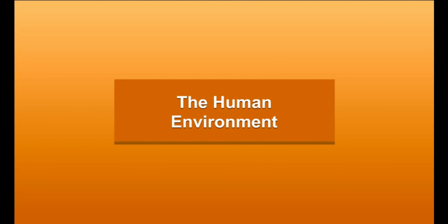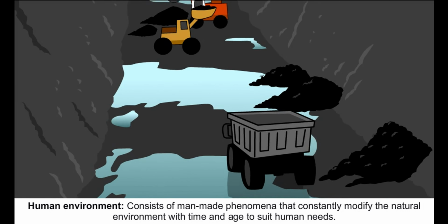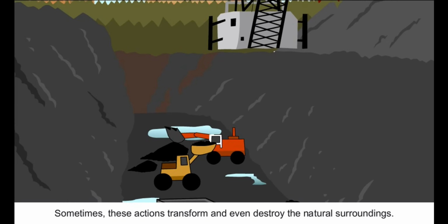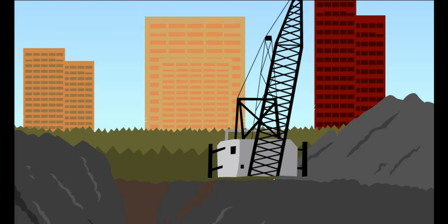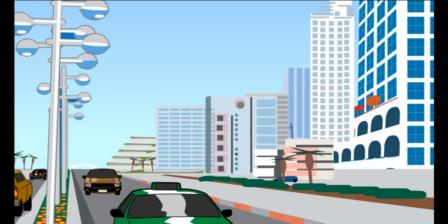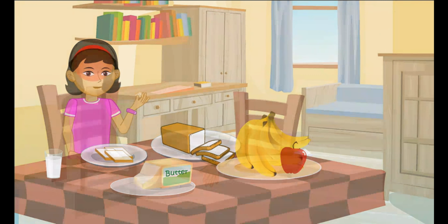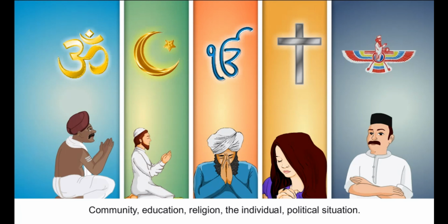The human environment. Human environment consists of man-made phenomena that constantly modify the natural environment with time and age to suit human needs. Sometimes, these actions transform and even destroy the natural surroundings. A list of human-made objects includes machines, roads, buildings, cars, electronics, computers, games, ready-to-eat food, etc. There are various components of the human environment: community, education, religion, the individual, and political situation.